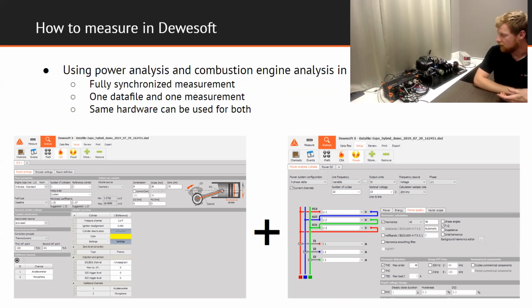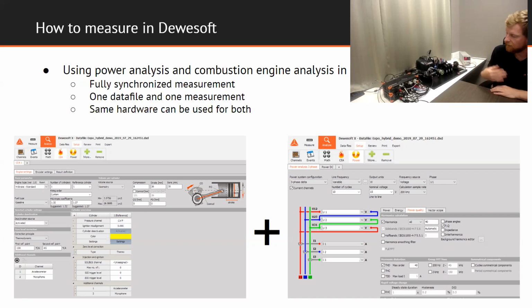The biggest benefit of doing this analysis with Dewesoft is that we can do only one measurement for a complete powertrain. Of course, there are on the market other combustion analyzers, other power analyzers, but there are not many systems that can do one measurement for the complete powertrain. And this is really important once we integrate the complete powertrain together.